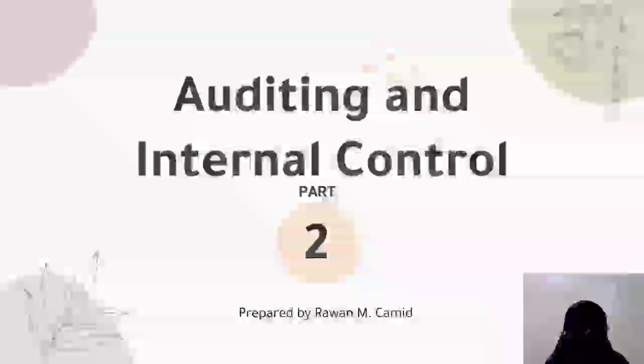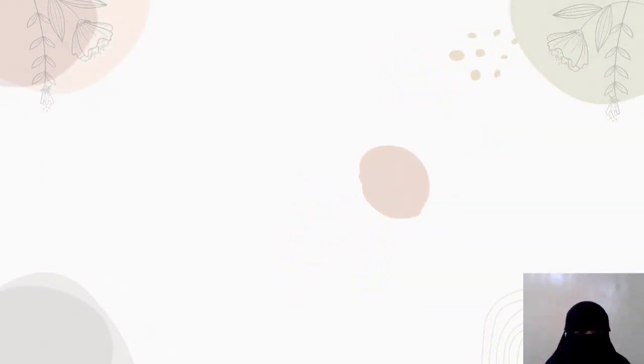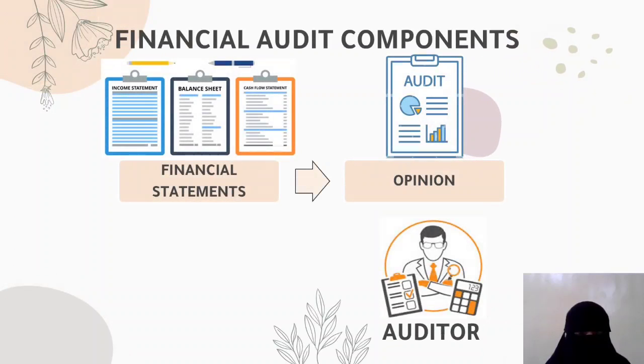So part 2. In here we go on to explain the structure of an IT audit and the relationship between management assertions, audit objectives, test of controls, and substantive tests. So let us start with the components of financial audit.